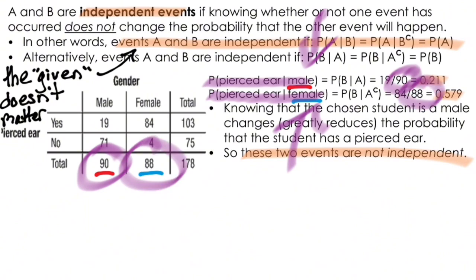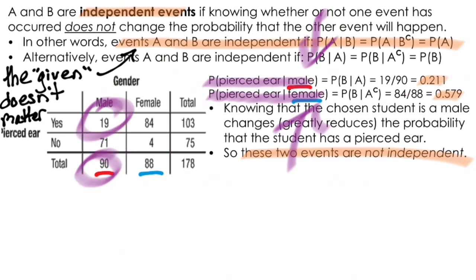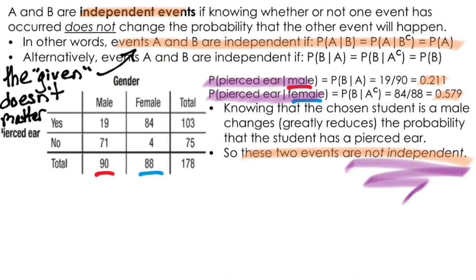Of the people with pierced ears, 19 were male, and there were 90 males. So given that they were male, there was a 19 out of 90 chance that they would have pierced ears. Likewise, for females, there were 88 of them, and 84 of them had pierced ears. When you do that fraction, 84 over 88, you get 0.579, which is different than the probability of having pierced ears given that they were male. Therefore, knowing that the chosen student is a male changes the probability that they had a pierced ear. These events are therefore not independent.